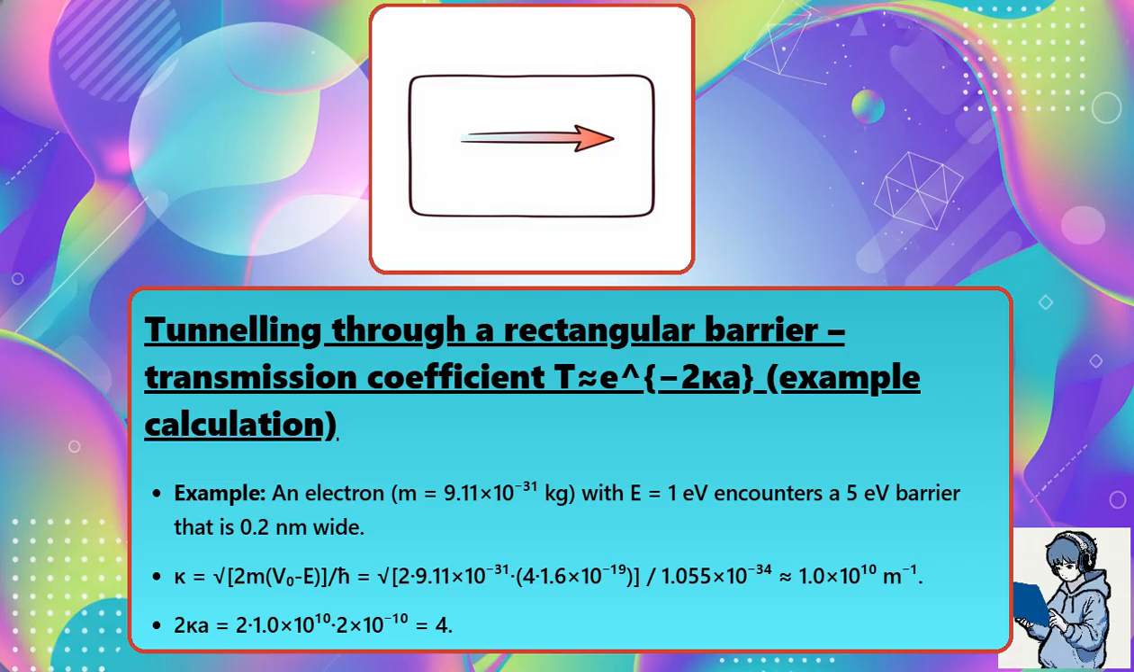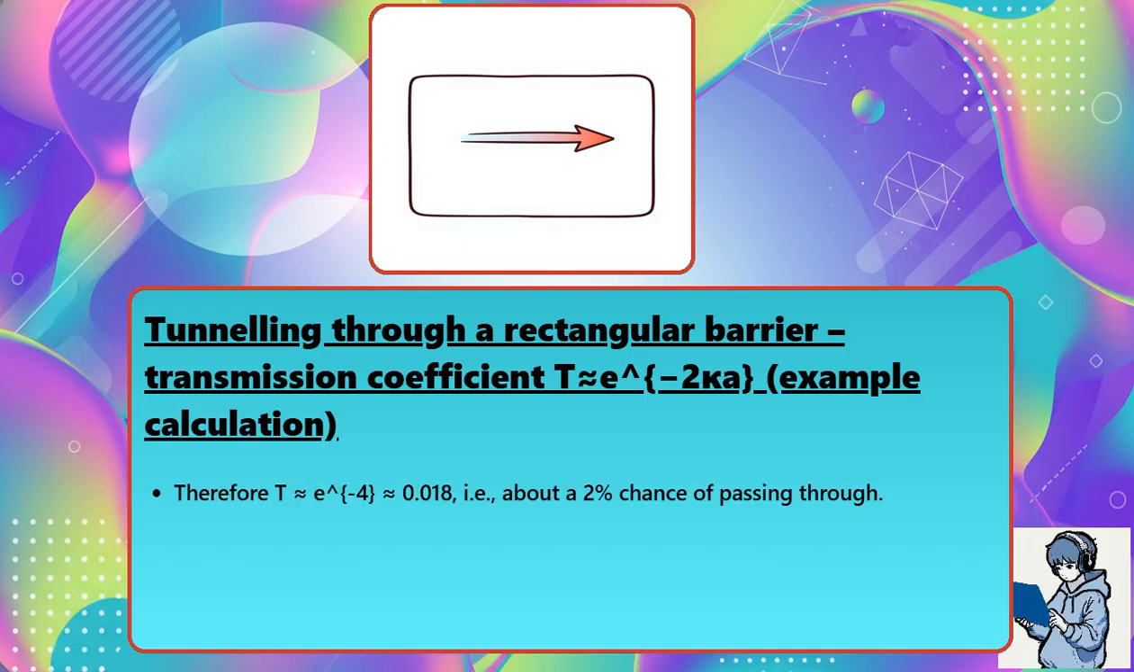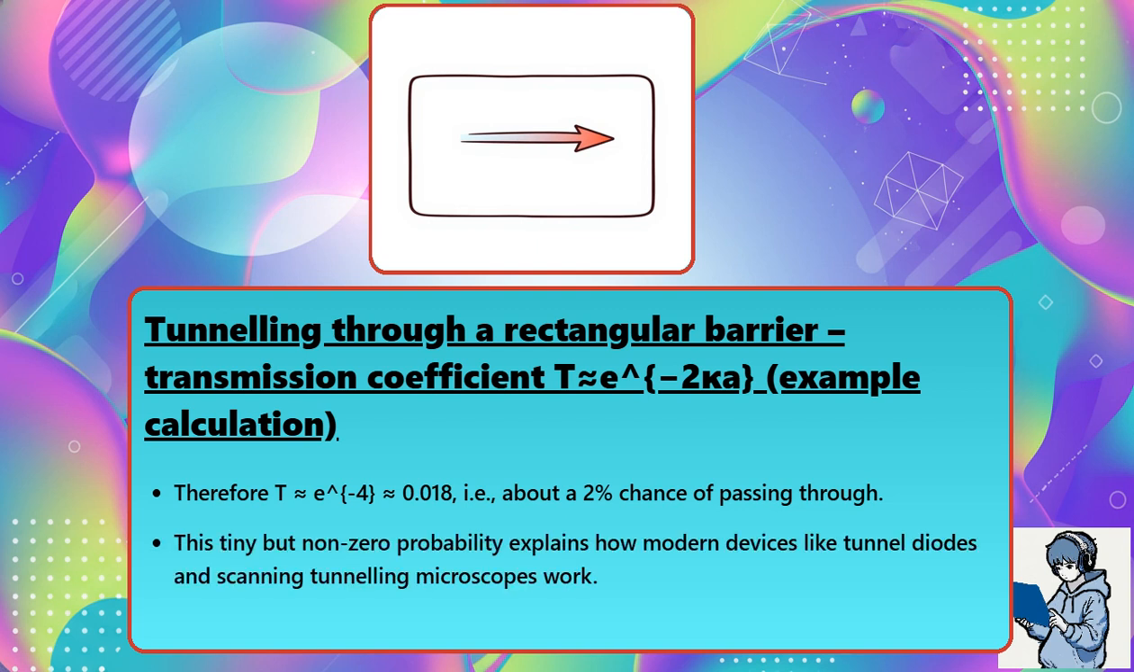2 kappa a equals 2 times 1.0 times 10 to the 10 times 2 times 10 to the minus 10 equals 4. Therefore, T is approximately e to the minus 4, approximately 0.018, that is about a 2% chance of passing through. This tiny but non-zero probability explains how modern devices like tunnel diodes and scanning tunneling microscopes work.